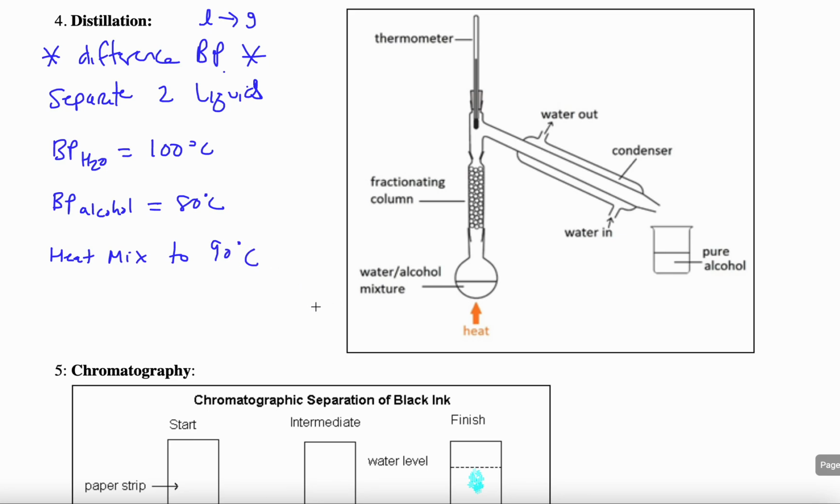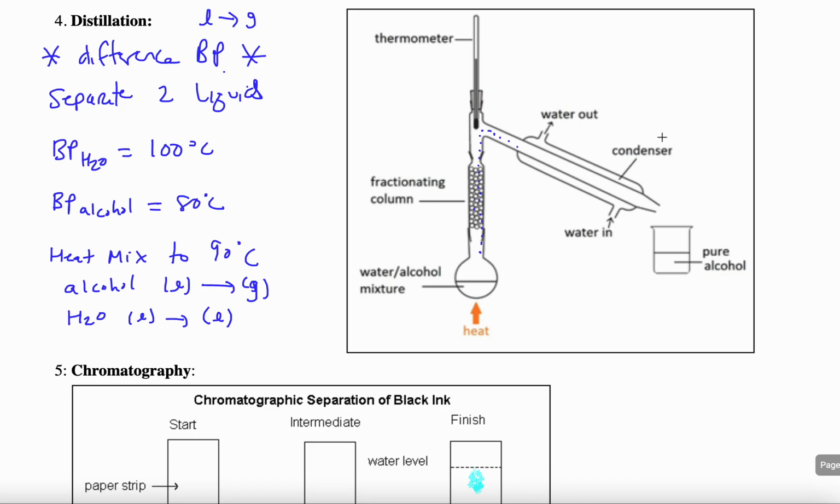So at 90 degrees Celsius, the alcohol will go through a phase change. It'll go from being a liquid to being a gas, whereas the water, it just gets warmer. It is a liquid and it stays in the liquid phase. And so the alcohol, as it changes from a liquid to a gas, it will travel up and then it's forced to fall on down.